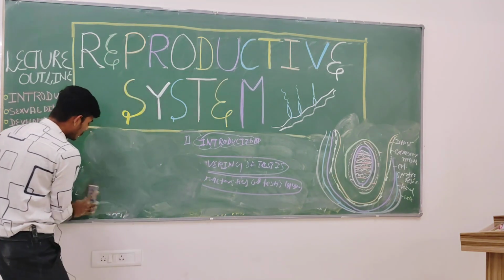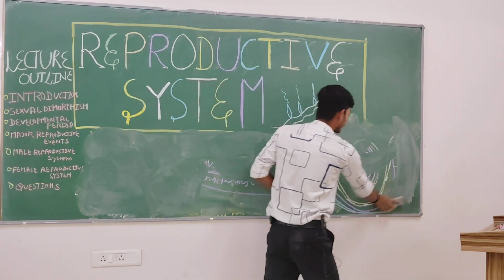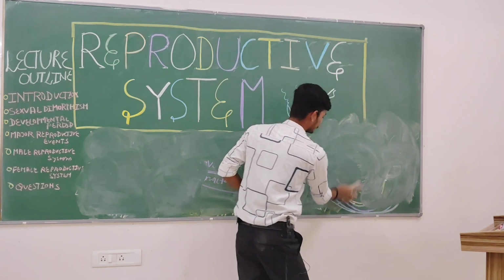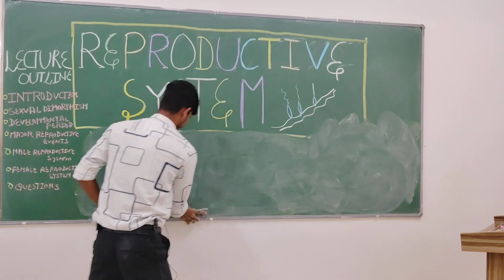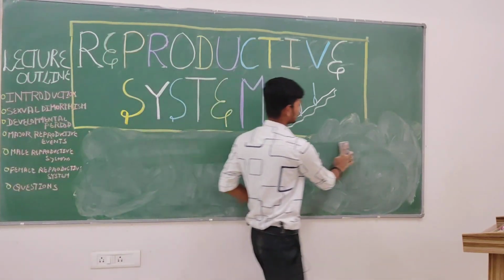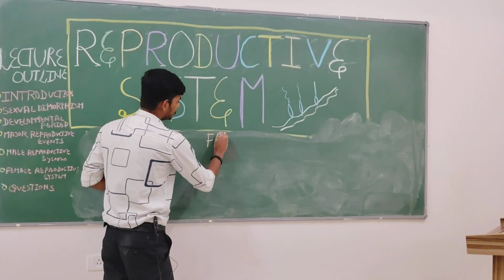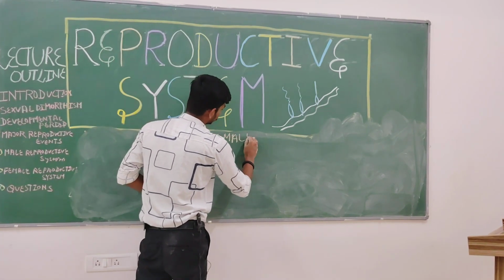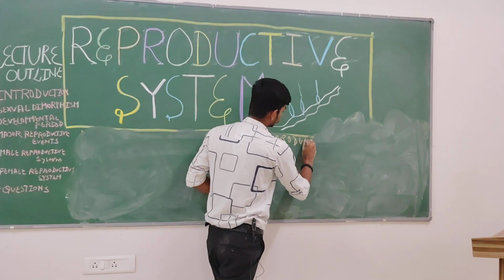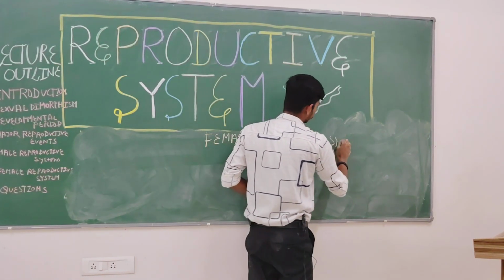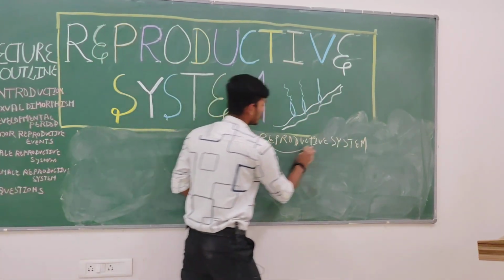What do you know about the female reproductive system? What do you know? External genitalia, yeah. Female reproductive system. Okay. Female reproductive system.